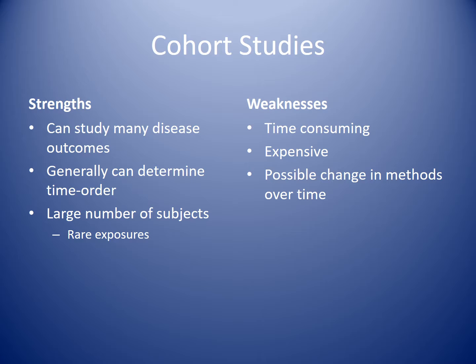If you follow people for 20 years, it takes 20 years to do the study. Because of the time-consuming nature of them, these are very expensive as well. Another problem is that methods can change over time. Say you are assessing someone's body composition, how much fat they have. Well, the way we assess that has changed several times in the past 20 years, or the best way to assess that has changed. That can be a problem when you're trying to compare something over time. If the method is different, you're not sure if a change is due to the method or something about the people you're studying.